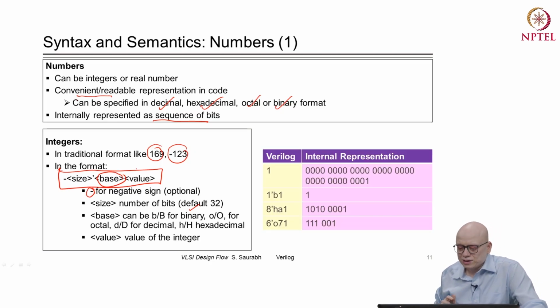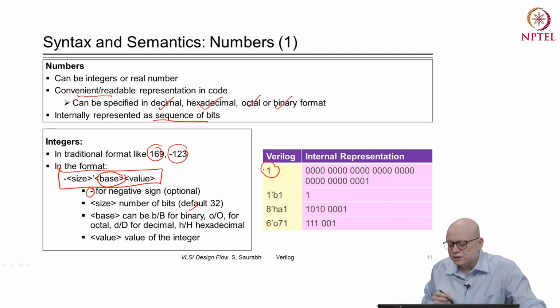So let's take a few examples. If we write just 1, the internal representation will be 0 0 0 0 and then finally 1. Since we have not specified the size, it will be treated as 32-bit, and that is why all these zeros will be added.